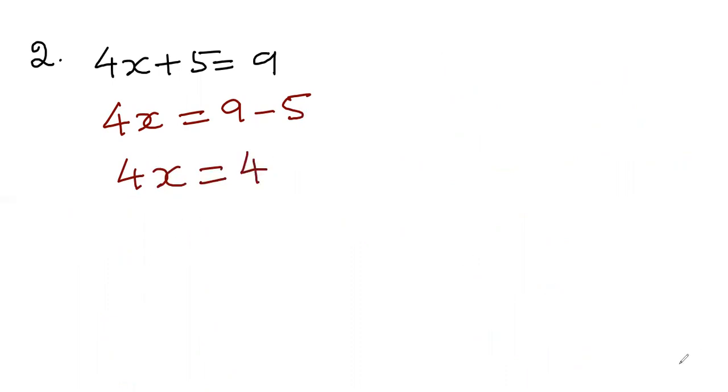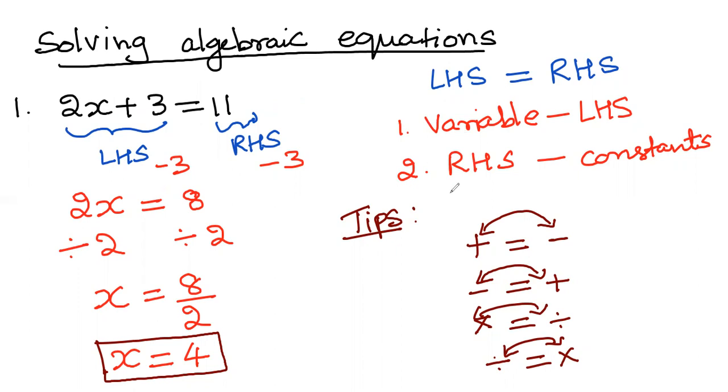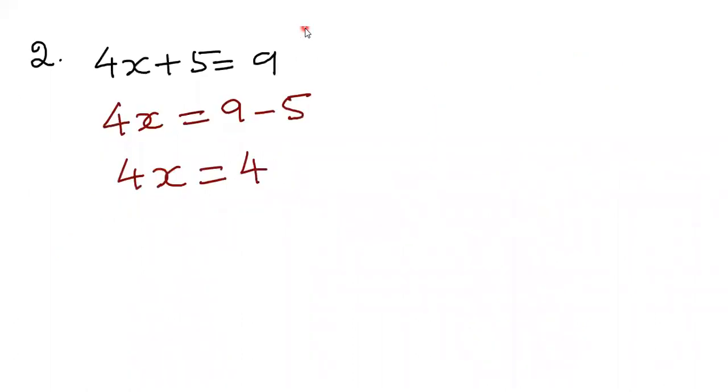And we'll see what we have to do over here. When it is multiplication and it goes to the other side, it becomes division. We have multiplication over here, so it becomes division. So we have x equal to 4 over 4. 4 over 4 is equal to 1. This is how you have to solve algebraic equations.